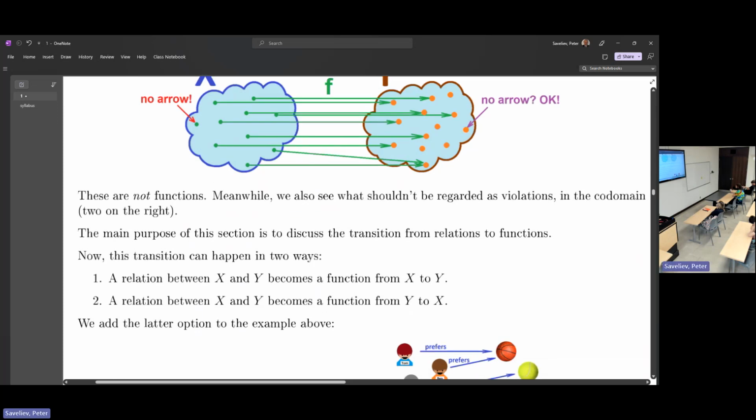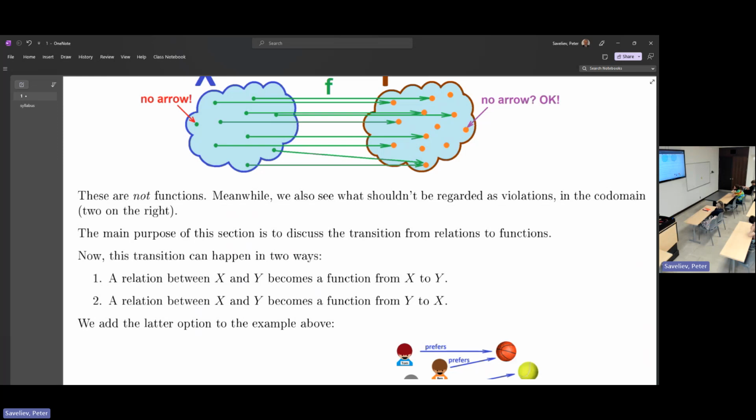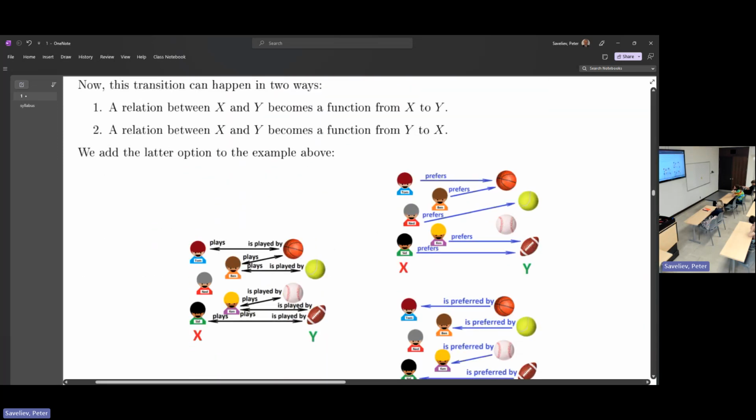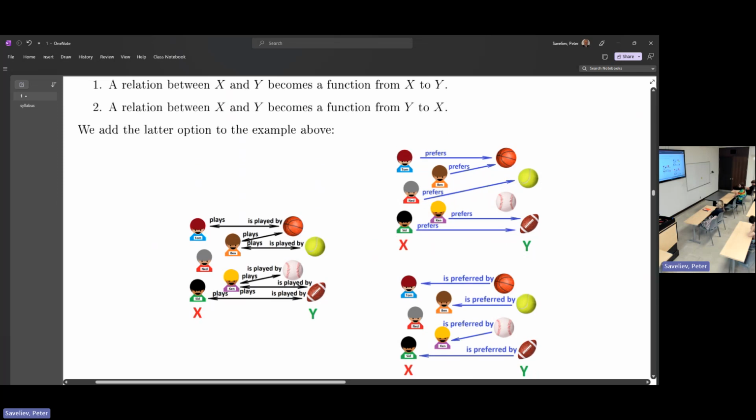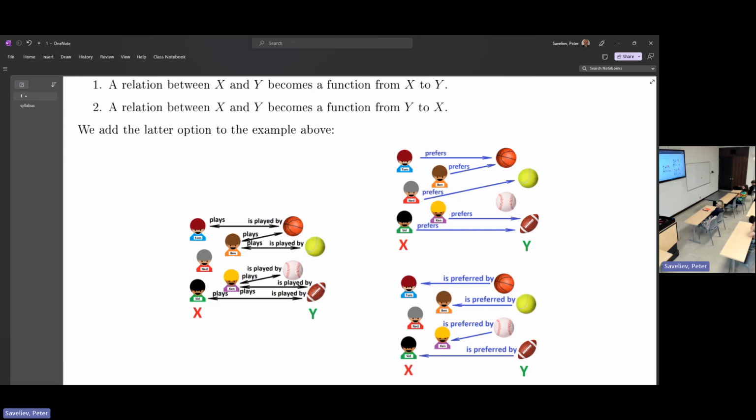Okay, so a relation between x and y becomes a function from x to y, or it could be a function from y to x, depending on the circumstances. The language can be different. As you can see on the left, you use either an affirmative statement or passive tense. On the right, it's the same relation nonetheless. But when you speak of functions, the difference is crucial, and you cannot flip domain and codomain without changing the function.